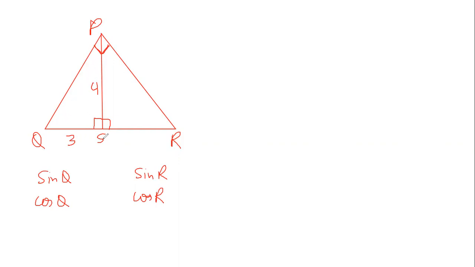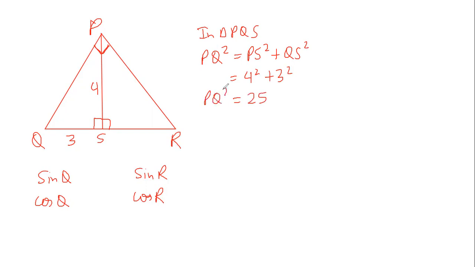Base is 3, perpendicular is 4, so I can figure out the hypotenuse by using the Pythagoras theorem. So in triangle PQS, if I apply the Pythagoras theorem, I know that the hypotenuse square is equal to perpendicular square plus base square. So PS is already given to me 4, so 4 square, QS is given to me 3, 3 square, 16 plus 9, 25. So from here we get the value of PQ as 5, which is under root of 25. So I know the value of PQ is 5.